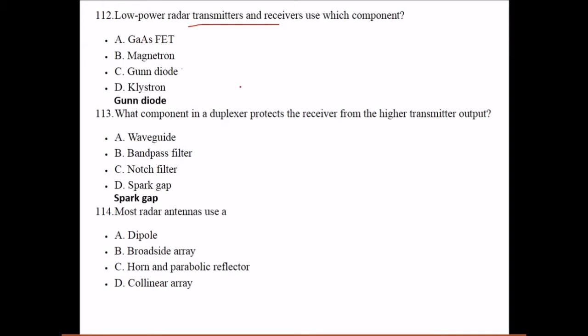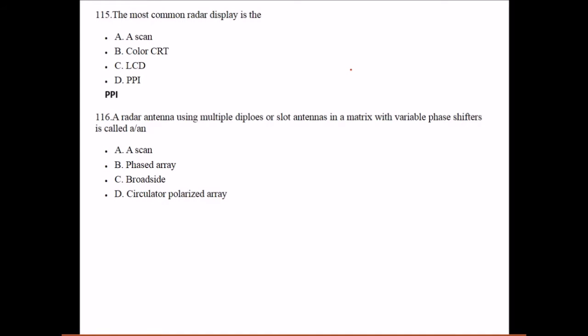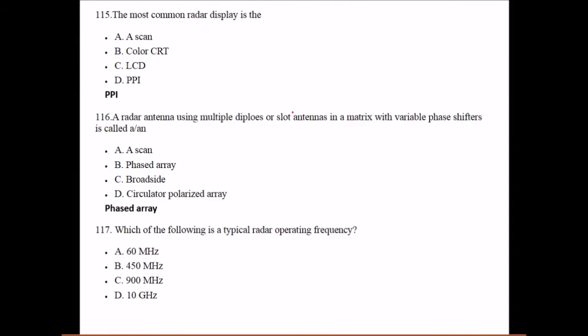So most radar antennas use a horn and parabolic reflector. And horn is the most popular antenna as well. The most common radar display is the PPI. And a radar antenna using multiple dipoles or slot antennas in a matrix with variable phase shifters is called a phased array. Which of the following is a typical radar operating frequency? It's 10 GHz. 10 GHz is the typical radar operating frequency.